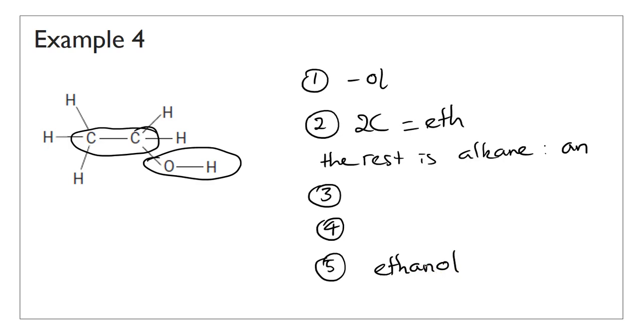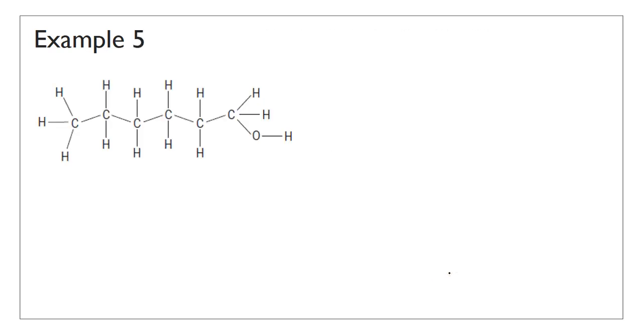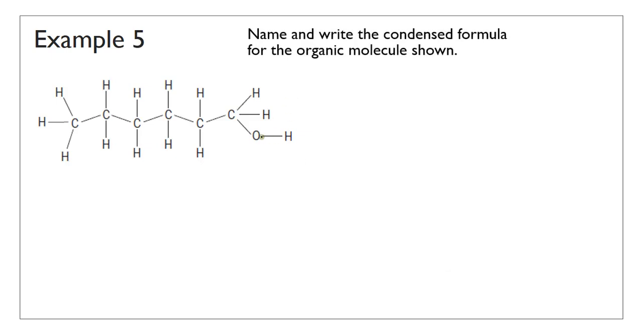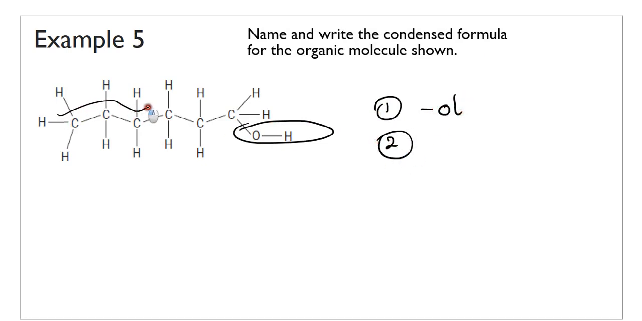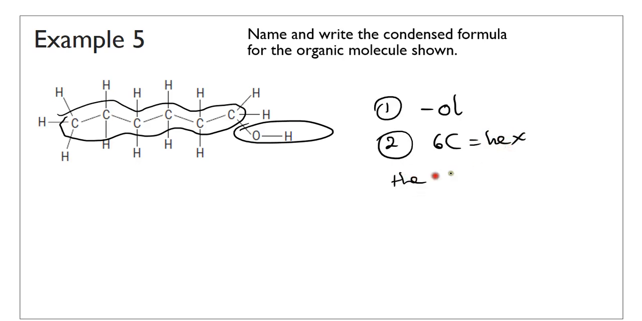Some of you probably have heard of ethanol, but it's really eth, so 2 carbon, AN for the rest being alkane, and then OL for the alcohol group. Let's do this one. So once again, we have OH, so the hydroxyl group, so the suffix is OL. Longest carbon chain, 1, 2, 3, 4, 5, 6. So 6 carbon, which is hex. The rest is alkane.